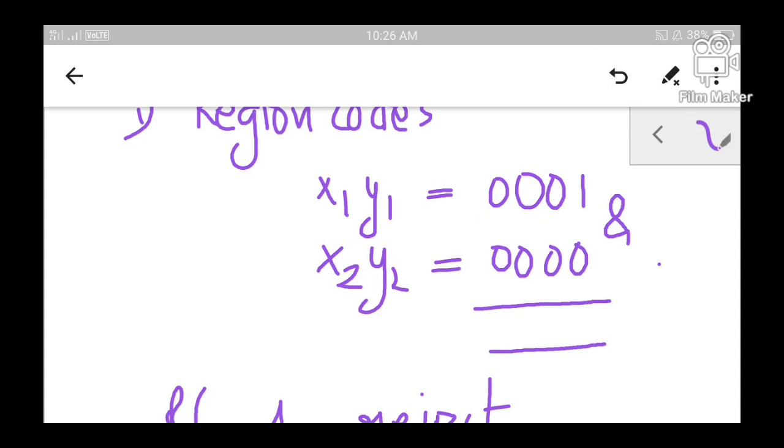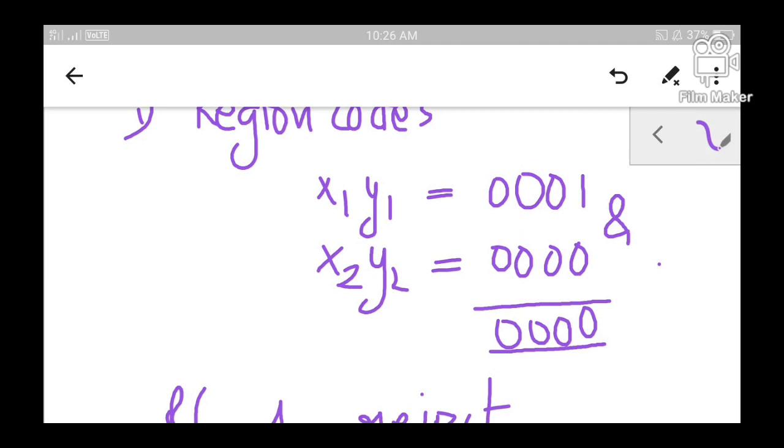Once the region codes of both the points are computed, we have to perform an AND operation. What is an AND operation? In an AND operation, we get a 1 only if both the inputs are 1. So if any of the input is 0, definitely the output will be 0. Let us AND the bits. 1 and 0 when ANDed will give you 0. 0 and 0 when ANDed will give you 0. Again 0 and 0 ANDed will give you 0. And finally 0 ANDed with 0 will give you 0. So we got 4 bits 0, 0, 0 and 0.